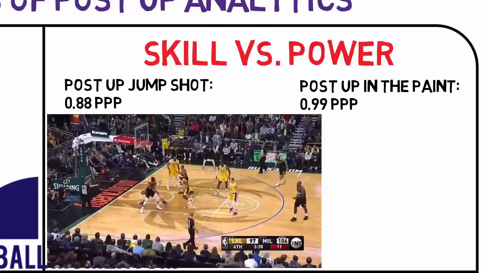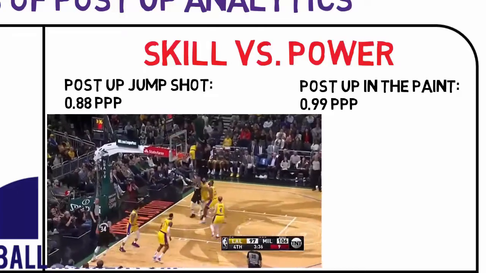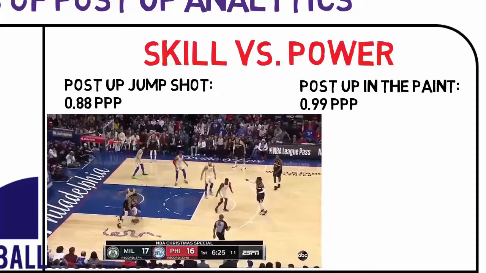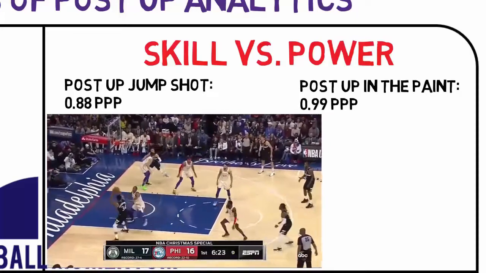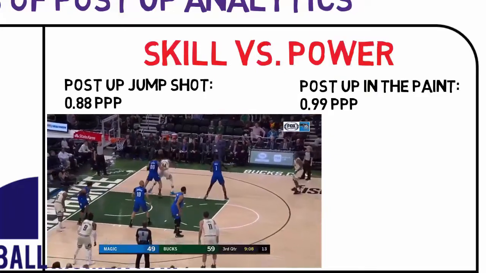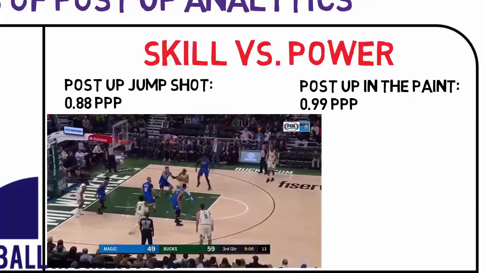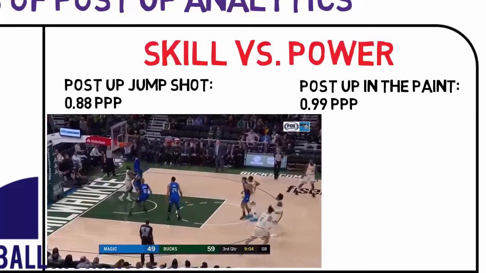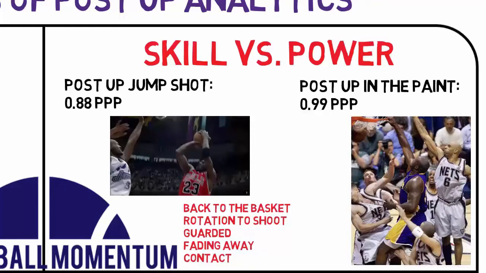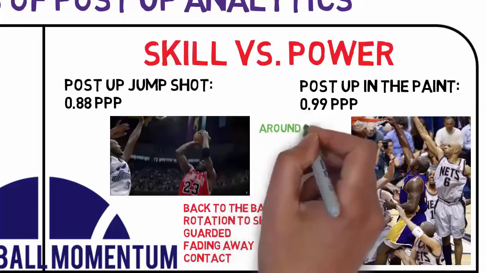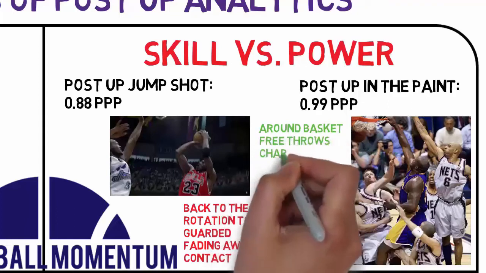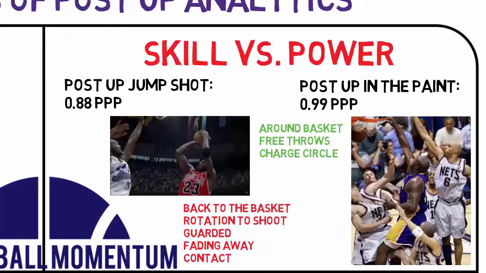And while he is able to make this kind of shot, the skill shot, it's still difficult for him to make this on a consistent basis. Fadeaway or flamingo shot like Dirk Nowitzki, this doesn't come from one day to the other. So the power game has its advantages. You are around the basket, you can get free throws, and there's the charge circle which helps you power your way through.